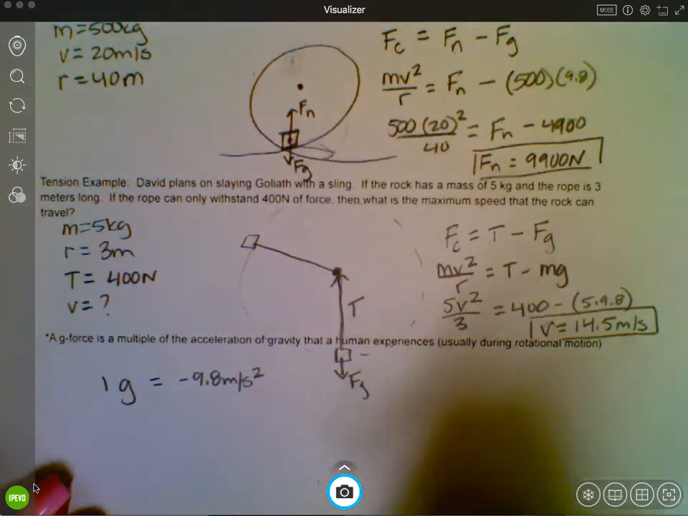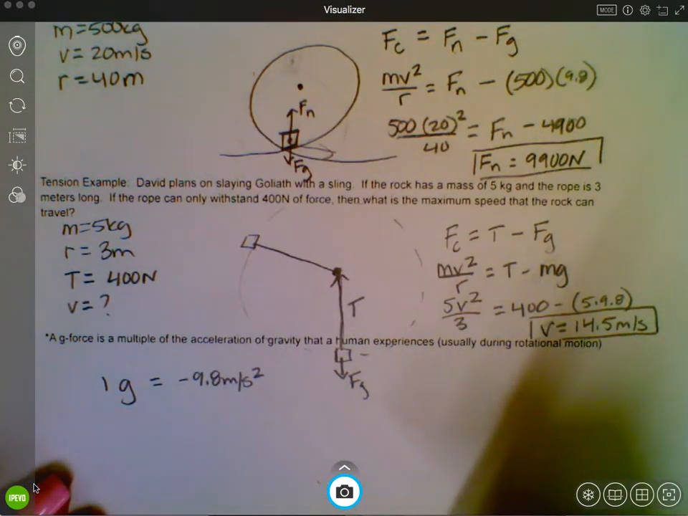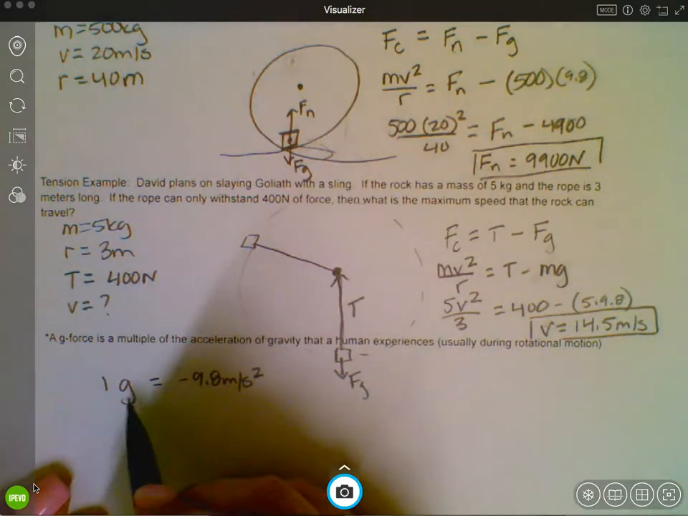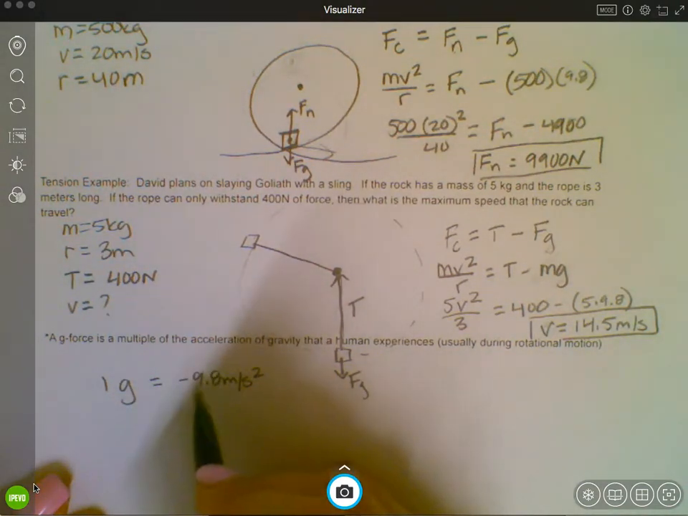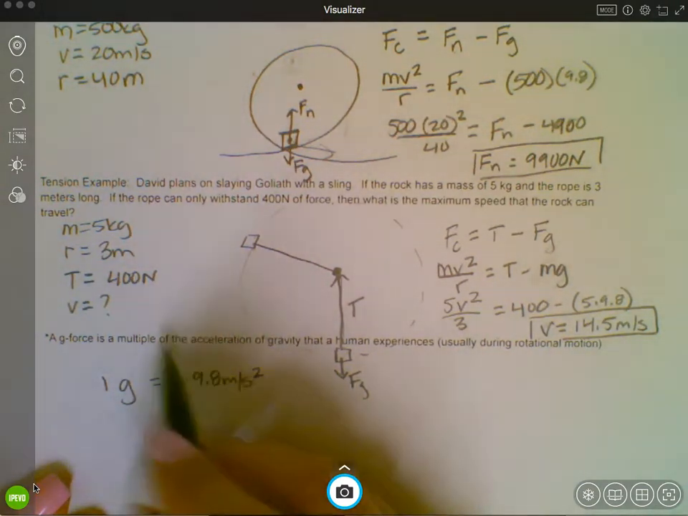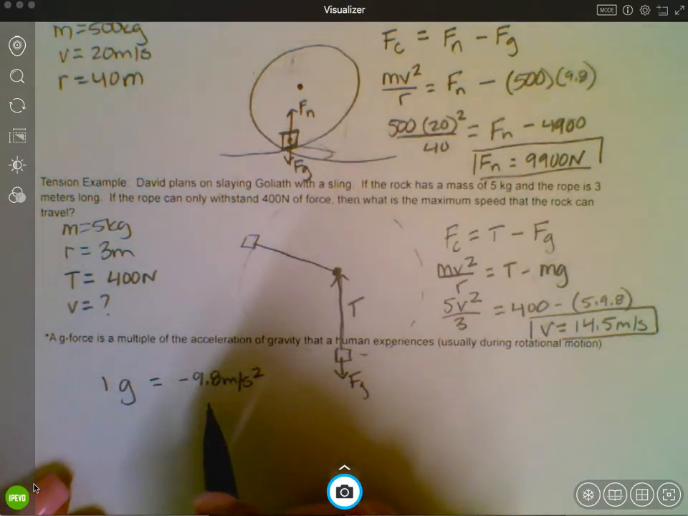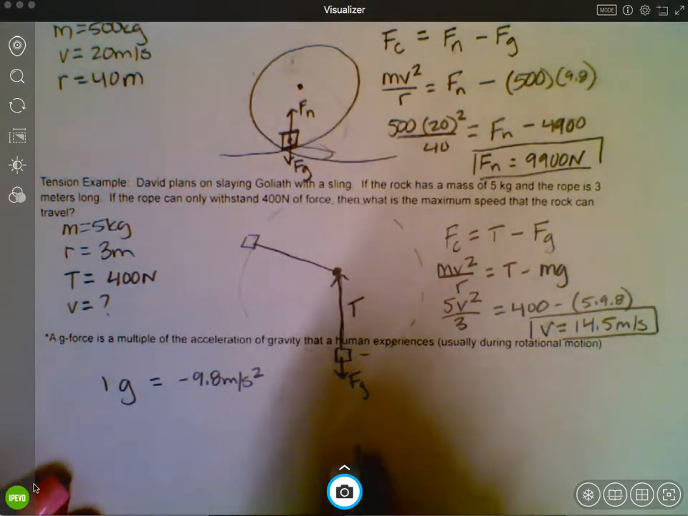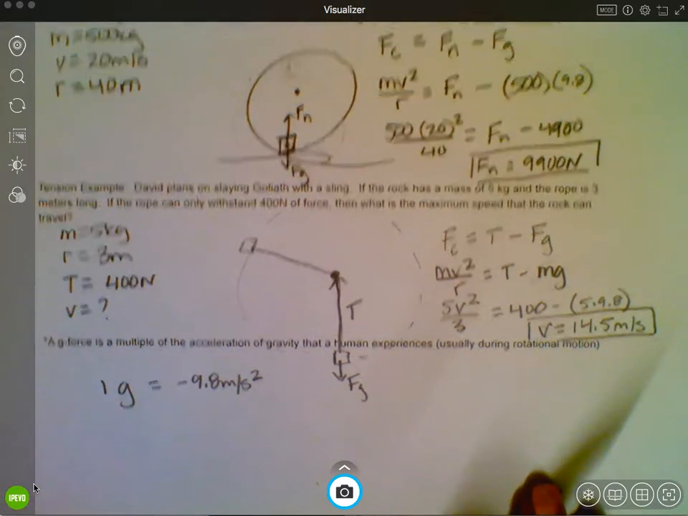We sometimes talk about this in rotational motion, or rockets, where astronauts will feel up to 15 or whatever Gs when they exit the atmosphere. So just keep in mind 1 G is equal to an acceleration. It's not an actual force, it's an acceleration. So that's just a note for when we watch videos and stuff.